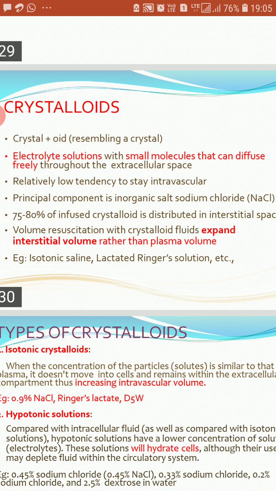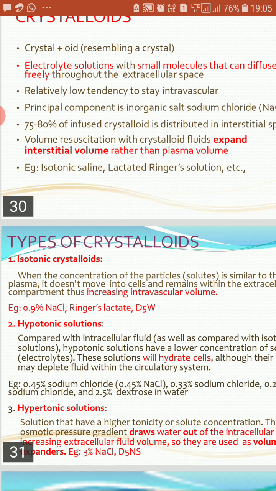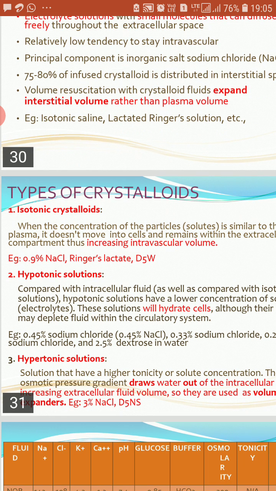Isotonic saline and lactate are types of crystalloids. There can be isotonic, hypotonic, and hypertonic, whereas in colloids we saw only isotonic and hypertonic. Crystalloids are hypo, hyper, and isotonic. Isotonic fluids are the same as plasma, with the same oncotic pressure, so they can increase the intravascular volume, like 0.9% NaCl, Ringer's lactate, and 5% dextrose water.